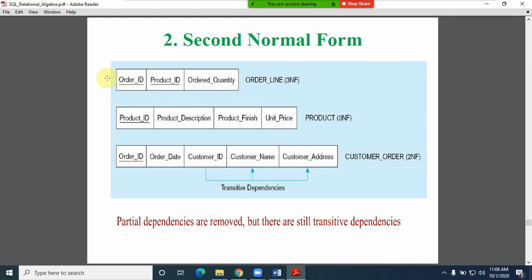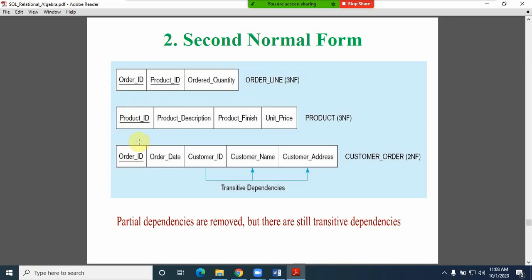Yes, order ID and product ID we are considering as the composite key. Order quantity completely depends on this order ID and product ID. That's the reason we can say the table is in the second normal form. And thereafter observe the order ID again.